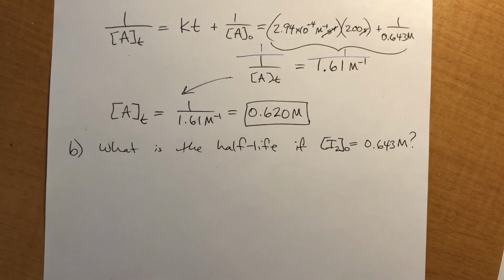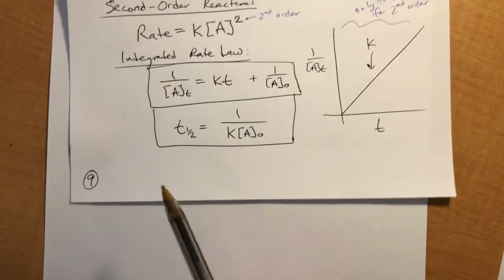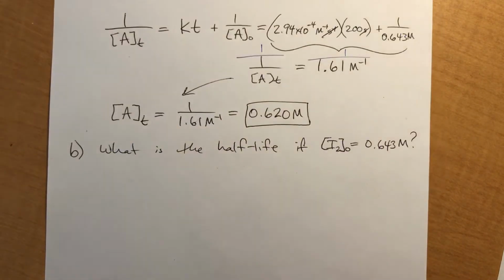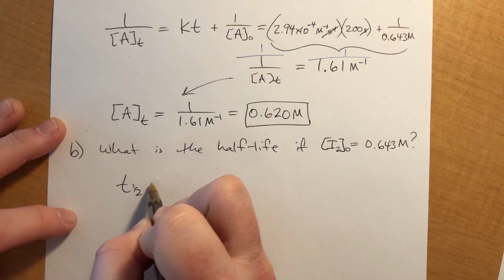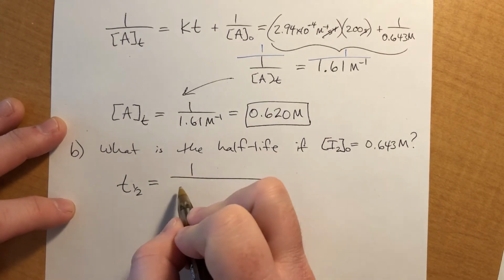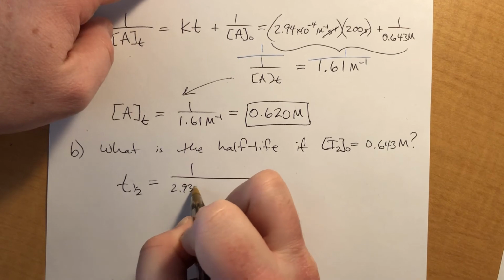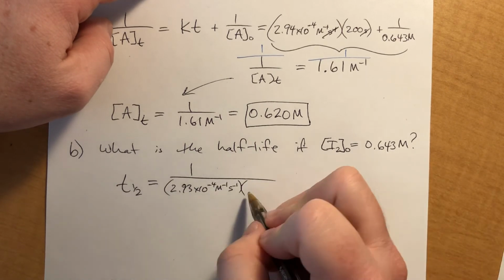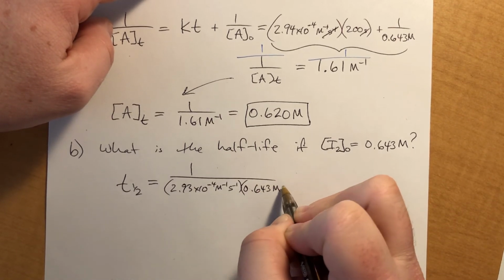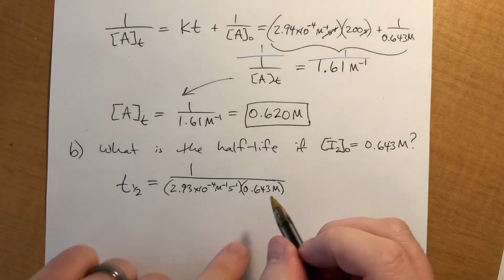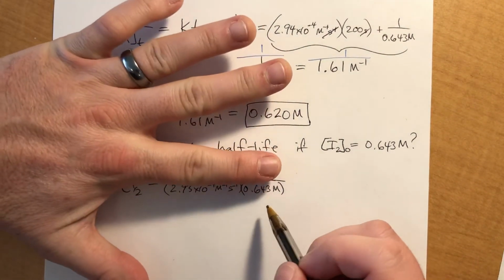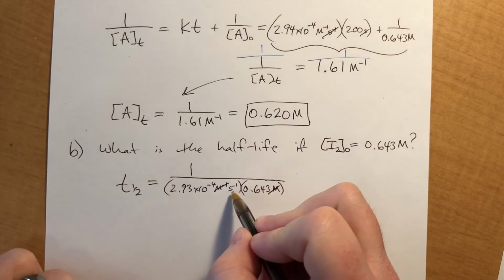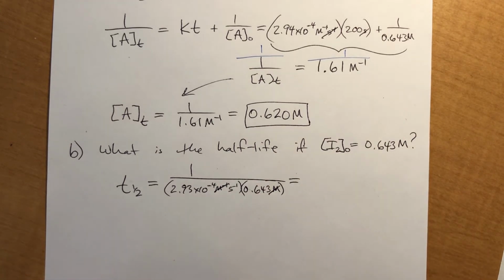Okay, well, we have an equation for that. Saw it on the last page. This was the equation we just used. This is the half-life equation, and it's still a second order reaction, so we have to use this one now. So T1/2 is what we're solving for, and it's 1 over K, which is 2.93 times 10 to the negative fourth inverse molar inverse seconds, times 0.643 molar. This is molar on top, this is molar on bottom, they're going to cancel out. And we have 1 over seconds, so our units at the end should be seconds.